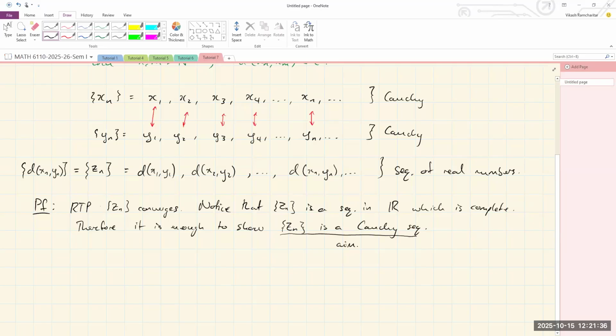Okay, so what does that mean? That the sequence zn is a Cauchy sequence. So maybe we could write this as an aside, just so we know what we are aiming for. Okay, what does it mean for zn to be Cauchy?